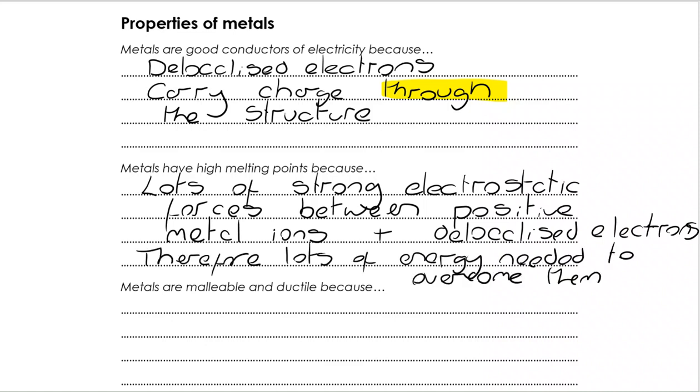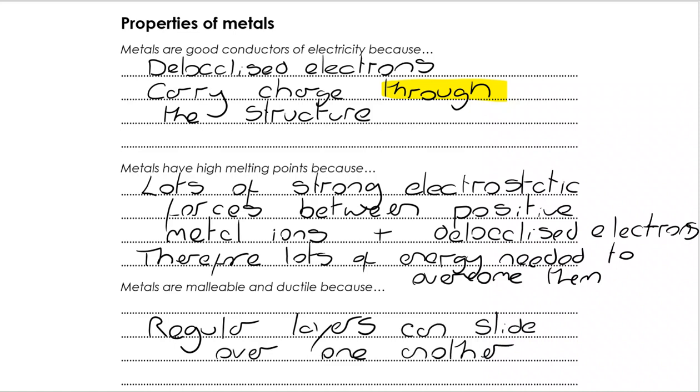And then why are metals malleable and ductile? Remember, malleable means it can be bent into shape. Ductile means it can be stretched into wires. Well, it comes down to the fact that metals are regular lattice structures. They're built in regular layers. And because of the regularity, those layers can slide over each other. And that's what allows you to bend or stretch a metal.